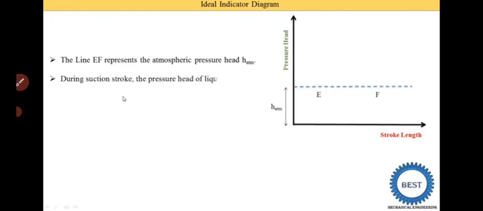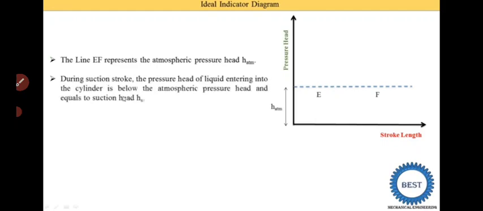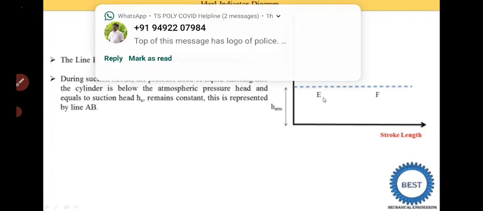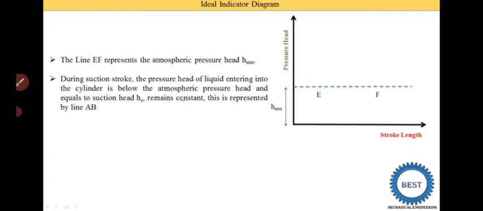During the suction stroke, the pressure head of the liquid entering the cylinder is below the atmospheric pressure head. Suction always takes place below the atmospheric pressure, so the suction line comes below this line EF. Its height is equal to the suction head Hs, which remains constant, and it is represented by line AB.